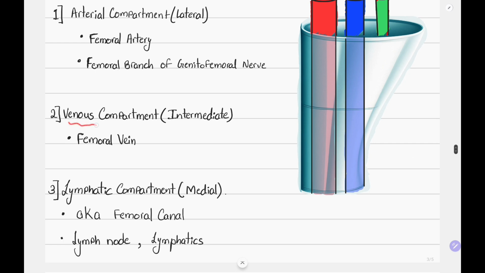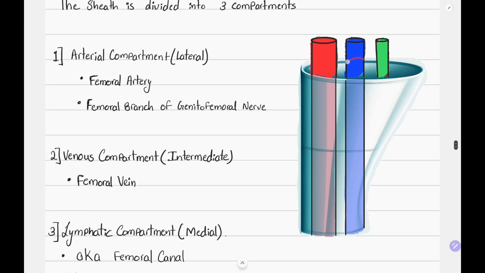Second one is the venous compartment or the intermediate compartment. Right here, this is the intermediate compartment. All these compartments are separated by a septa. So this intermediate compartment contains the femoral vein. And thirdly, the lymphatic compartment, also the medial most of all three, also known as the femoral canal.